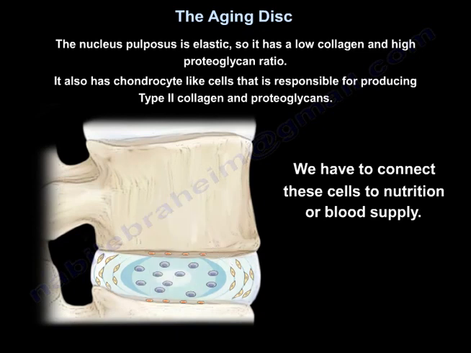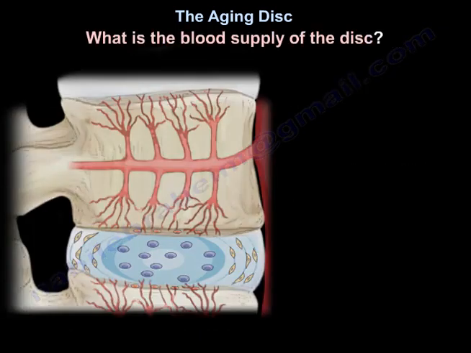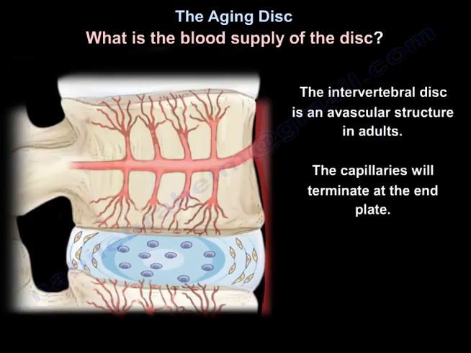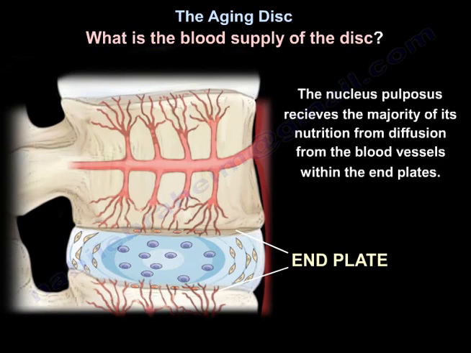So we have to connect these cells to nutrition or blood supply. So what is the blood supply of the disc? The intervertebral disc is an avascular structure in adults. The capillaries will terminate in the end plate. The nucleus pulposus receives the majority of its nutrition from diffusion from the blood vessels within the end plates.